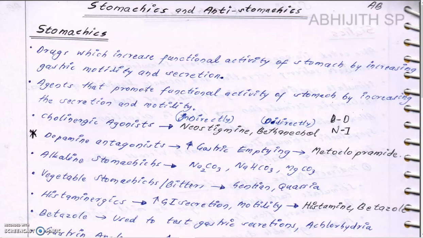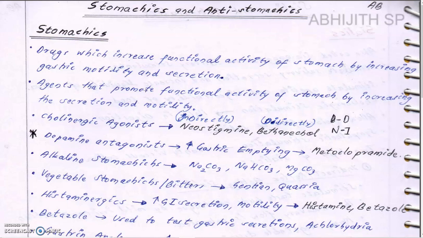So, agents which promote the functional activity of the stomach by increasing the secretion of HCl acid and the motility inside the stomach, so that food moves properly to the next intestine part. Which system actually promotes proper digestion? It is the cholinergic system, or the parasympathetic system. The cholinergic drugs used are neostigmine, which is indirectly stimulating, and bethanechol, which is directly stimulating.